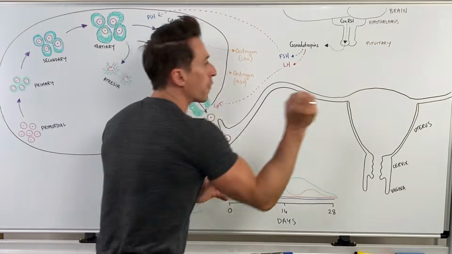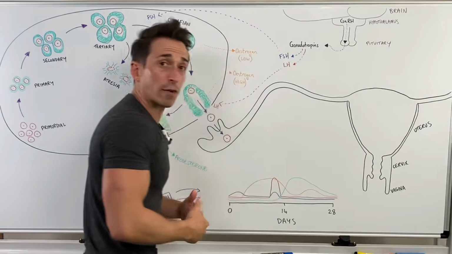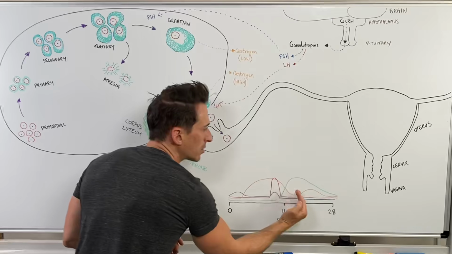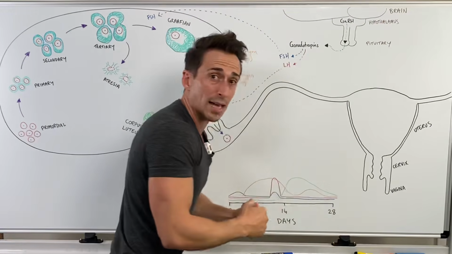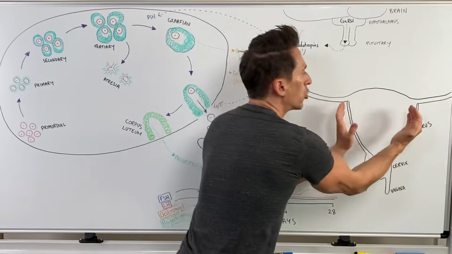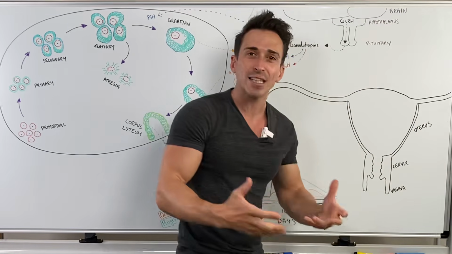The progesterone further prepares that uterine lining for implantation. But if at the end of this cycle, no egg is implanted, no signal is sent, the uterine lining sloughs away, and that's menstruation.